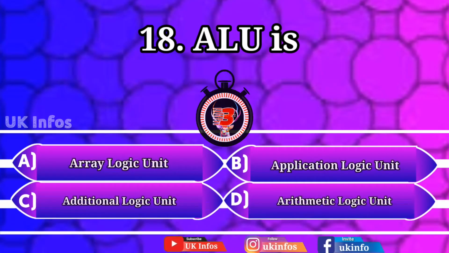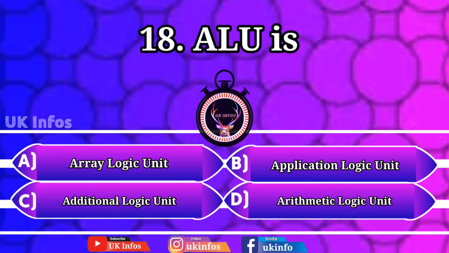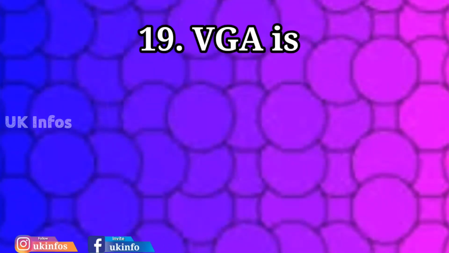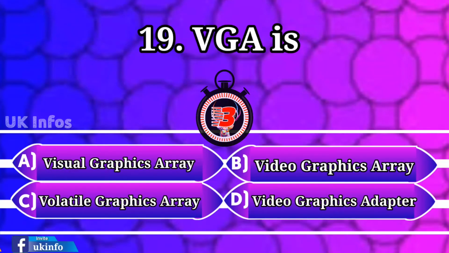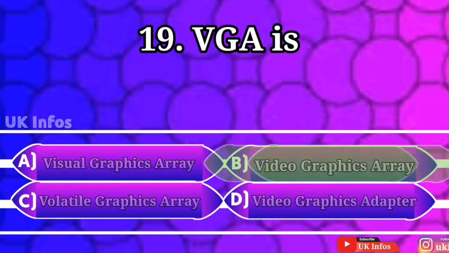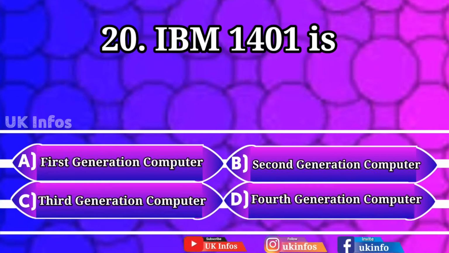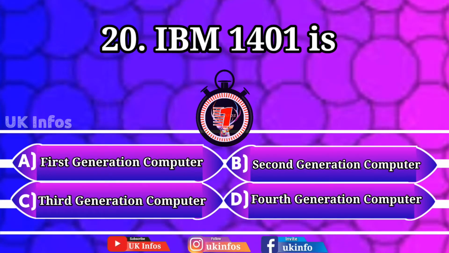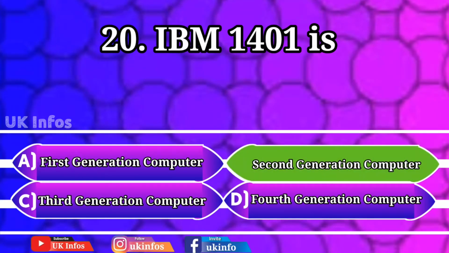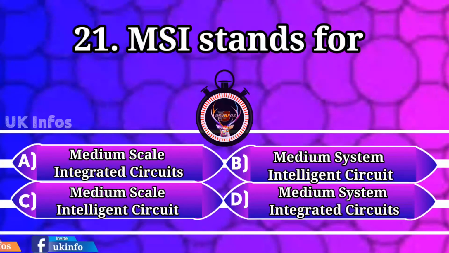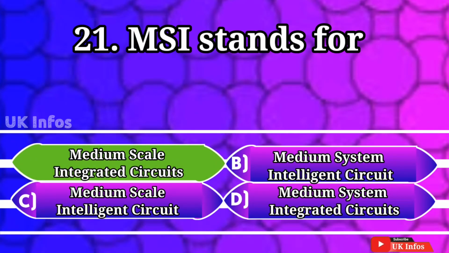ALU is Arithmetic Logic Unit. VGA is Video Graphics Array. IBM 1401 is second generation computer. MSI stands for Medium Scale Integrated Circuits.